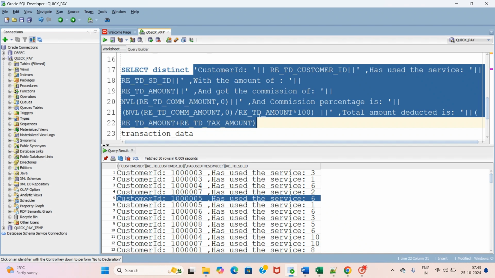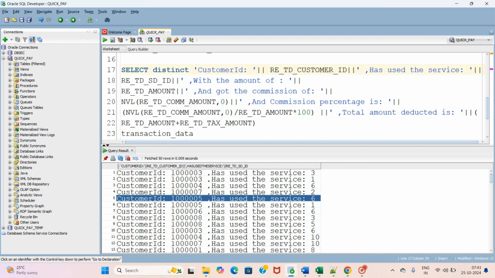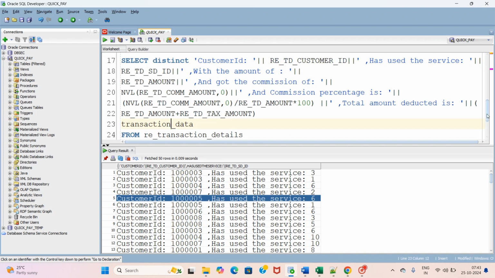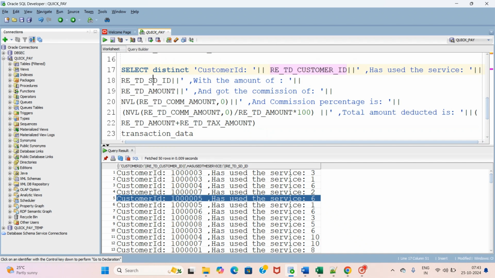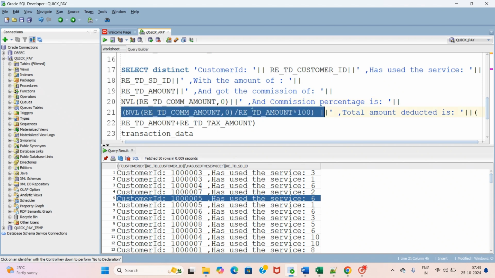Okay, if the table is having multiple columns, out of the multiple columns you will pick only some columns, so that is called a column level selection. Here the table is having multiple columns. Here I have selected only customer ID, service ID, amount. This is a commission amount, and this is a derived column from the existing columns, right? So this is a selection at the column level. But what about the row level selection?